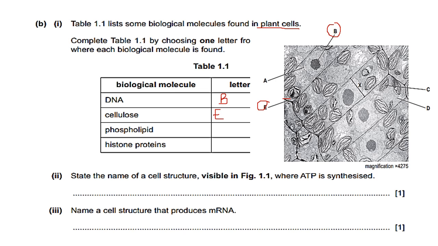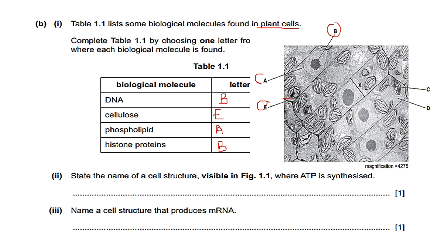In phospholipids, where would you find a phospholipid? The phospholipid would certainly be around a membrane, or in the membrane of the cell, or it could be even the membrane of the chloroplast itself. So in this case, you can actually go with either A or you could go with C, but I would just go with A here. And where are you likely to find histone proteins? Always remember that histone proteins are associated with the DNA, and so you would find histone proteins where your DNA is, and that would be B.